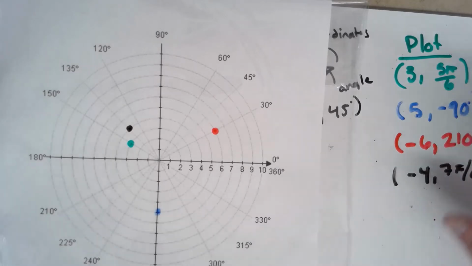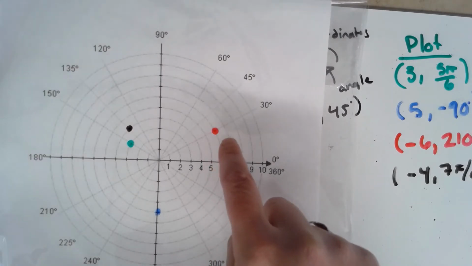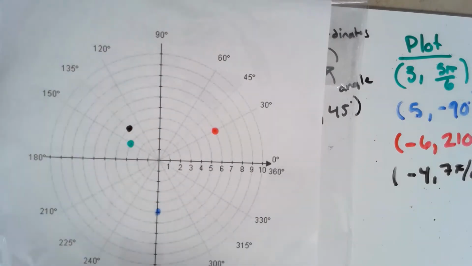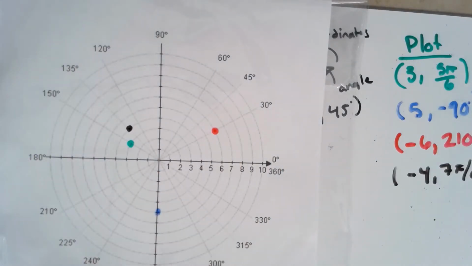Cool thing about polar coordinates, though, if you notice, there are lots of ways to get to this point. There's tons of ways to get to each point. There's actually infinite ways to write these points. If we're on a Cartesian coordinate plane or a rectangular coordinate plane, we're kind of limited to one. So let's look at all the different ways we could get to different points.